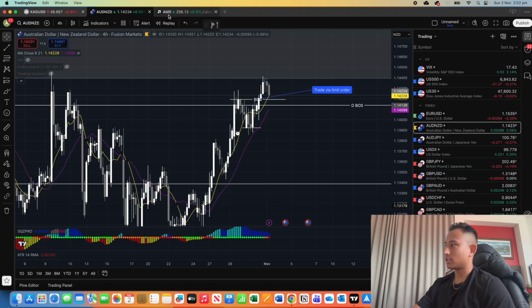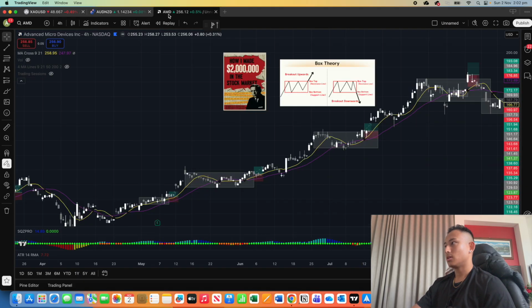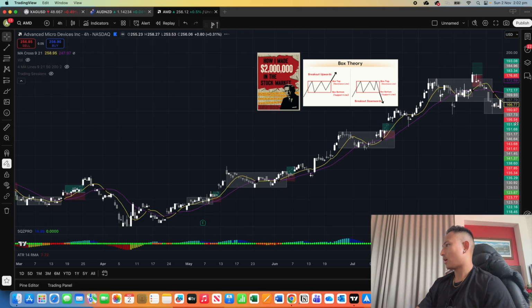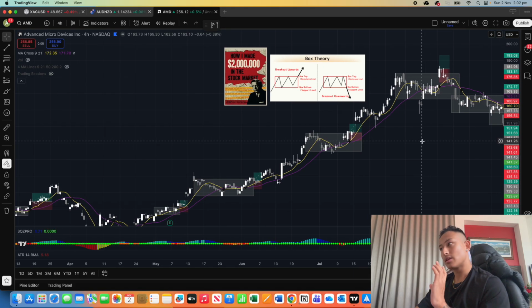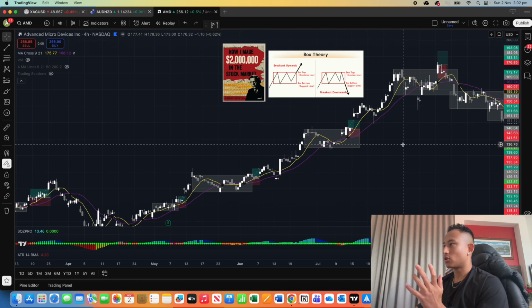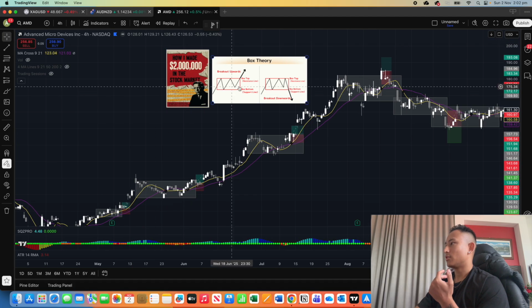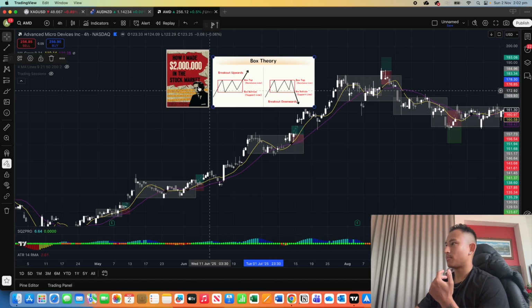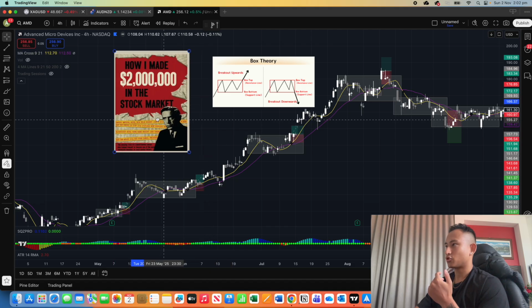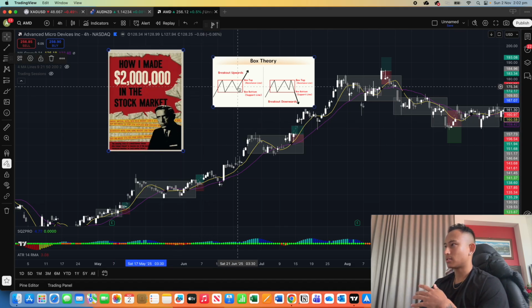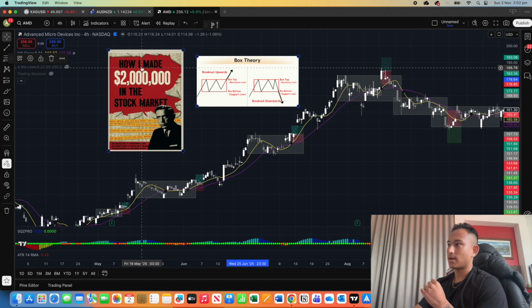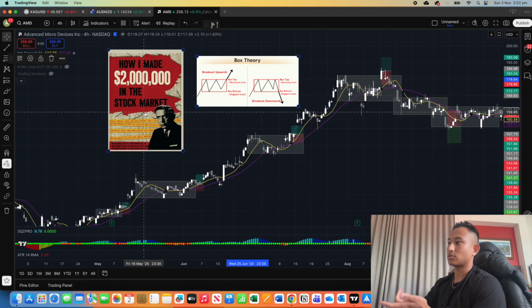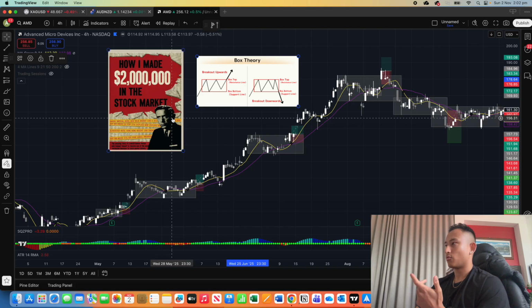And the last strategy is with US stocks. So this strategy is a bit different. It is still on the 4-hour chart, but it's not just breaker structure and market structure breaks. This is based on the box theory, which was developed by Nicholas Darvas, a trader in the 50s and 60s. He wrote this book called How I Made $2 Million in the Stock Market. It's a great, great book. I recommend that you read it.